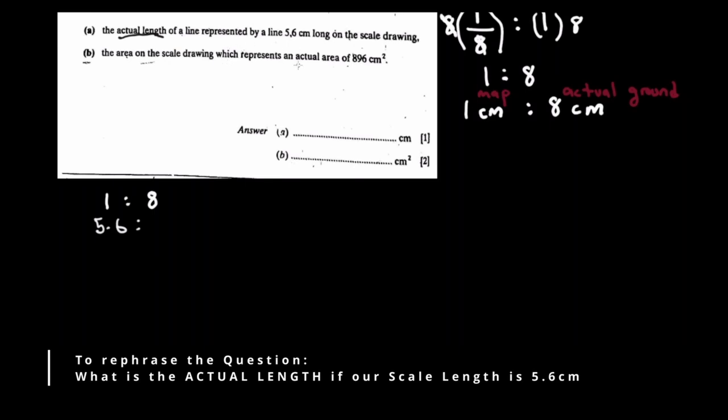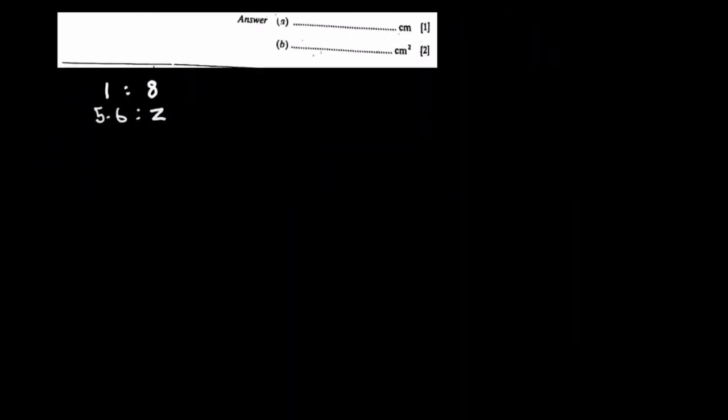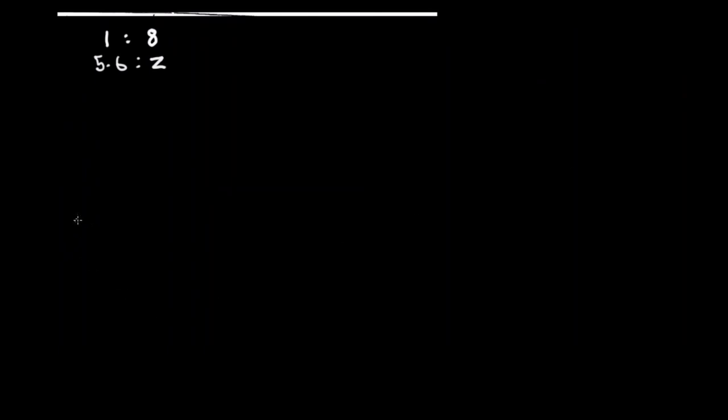So we are given the scale length, which is 5.6. And on our scale here, the scale length is 1. So where we have 1, we put what? 5.6. But we need to know what 5.6 centimeters represents on the actual ground, or what is the actual length if our scale length is 5.6 centimeters. So because it is an unknown, we can represent it with, say, z. So from here, we now need to solve this proportion.